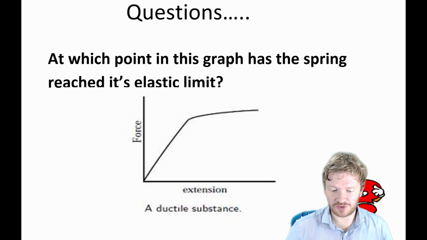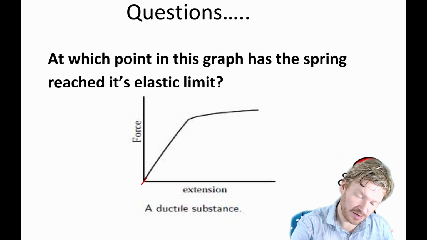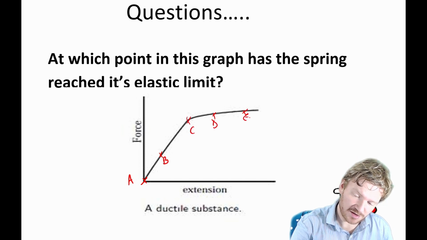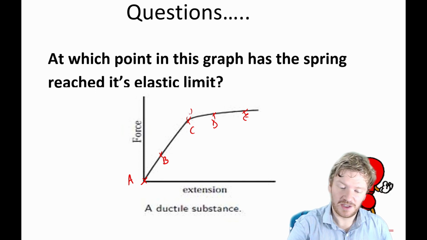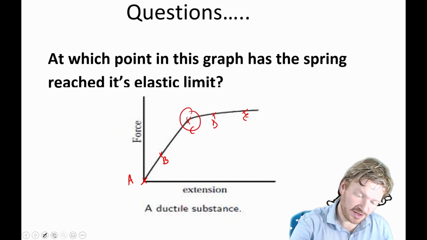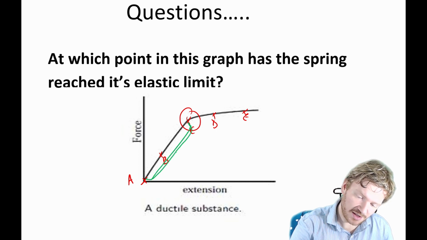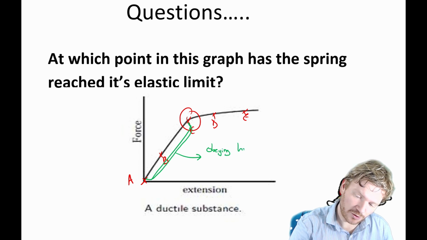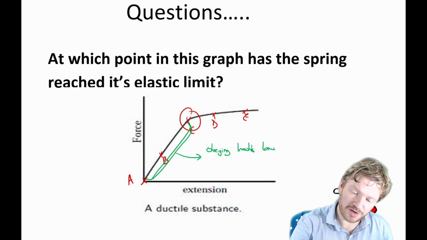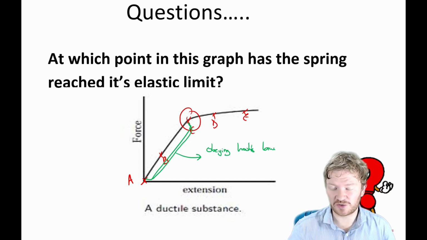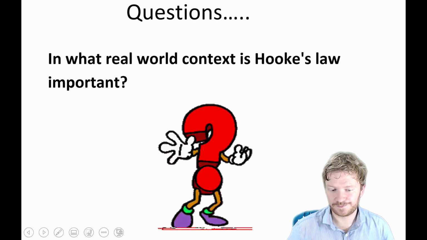So when the graph has reached its elastic limit, for those of you playing along at home, I'll give you options A, B, C, D, and E. Where's it reached its elastic limit? It's here. One thing I didn't go into, let's talk about it now. In this section over here, it is obeying Hooke's law. Beyond that point it no longer obeys Hooke's law because it's past the elastic limit.